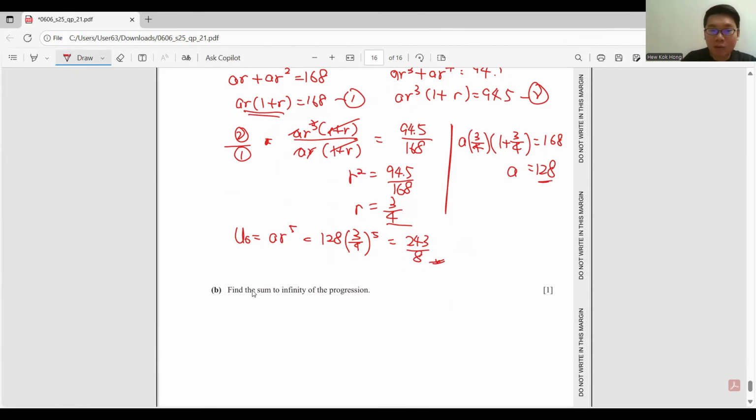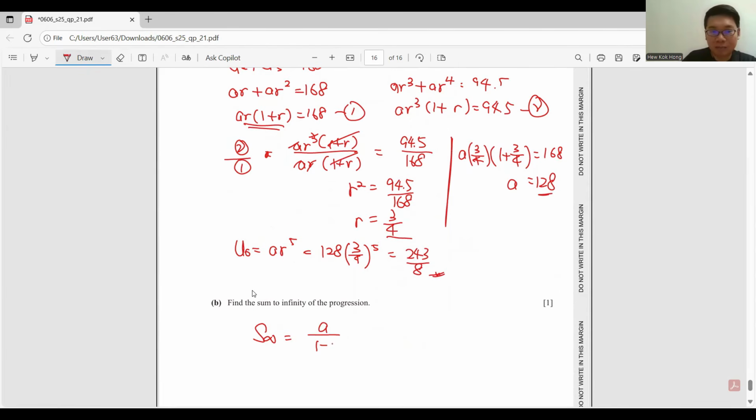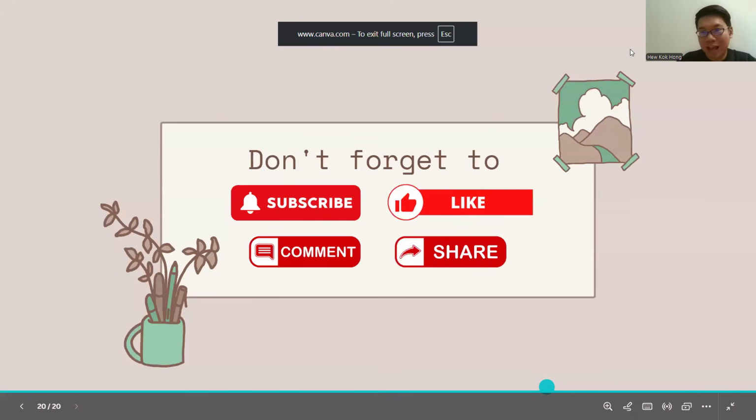Part B, find the sum to infinity of this progression. So we apply the formula given in the front. We already know A and R. Then I get 512. So this is the end of this paper.